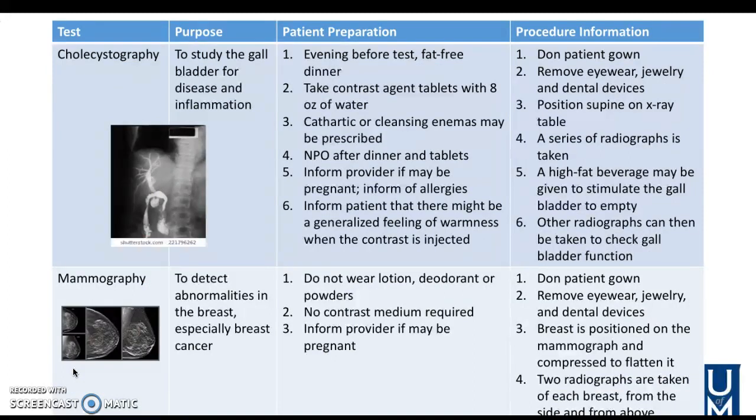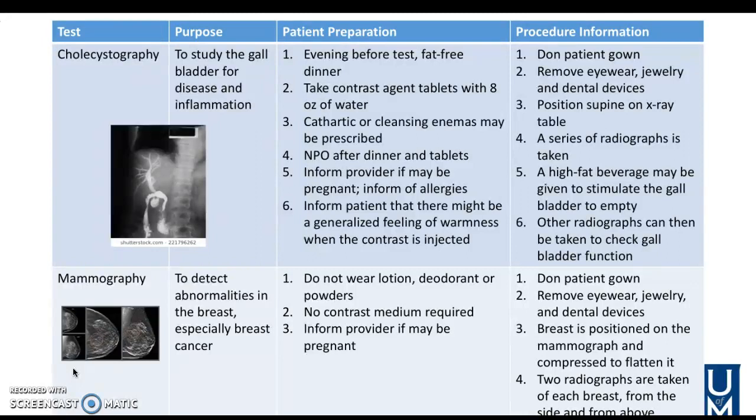So we have a cholecystography. This is the study of the gallbladder for disease and inflammation. For this, we are going to position the patient on the x-ray table on their back. They are going to have had a high-fat beverage meal given to stimulate the gallbladder. They're also going to have contrast tablets given to them to allow stimulation of that gallbladder, and then the radiographs will be taken to check that gallbladder function.